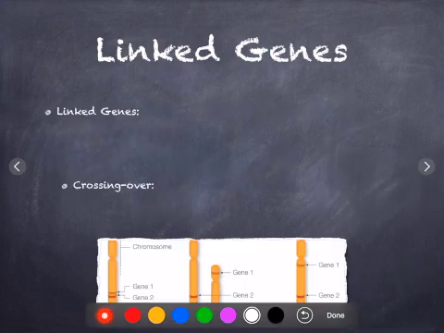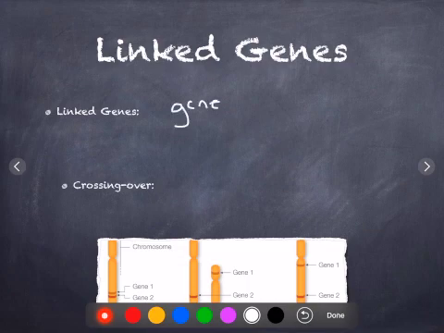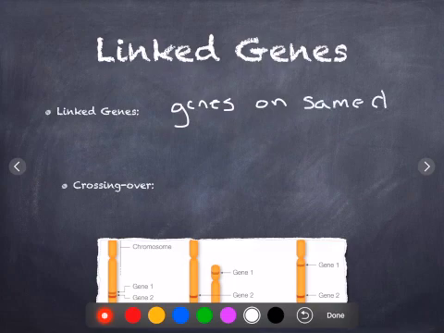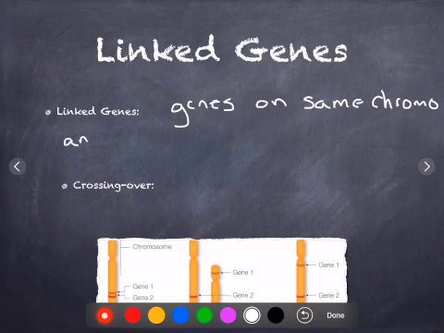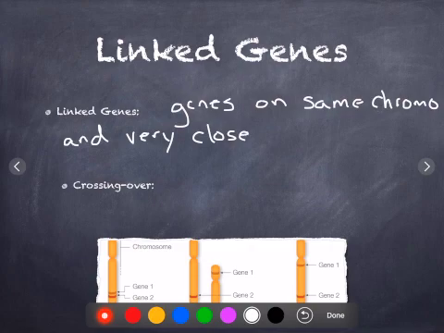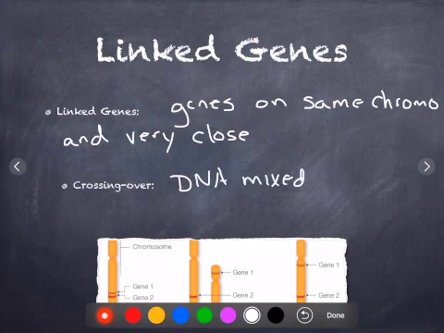Now, when we refer to linked genes, we're pretty much just saying that these are two genes that are very closely associated with each other. These are genes on the same chromosome and are very close. In other words, when crossing over occurs, and crossing over is just when the DNA is mixed by pieces breaking off and reattaching.